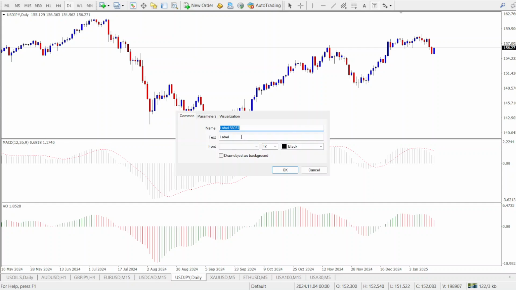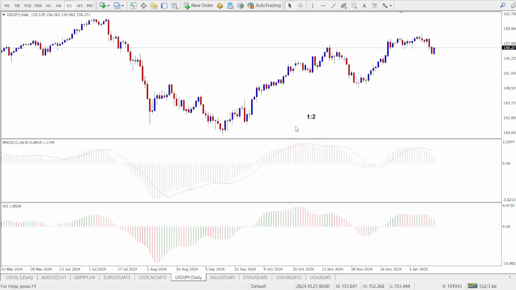Now, the risk to reward ratio I'm talking about, when I say 1:2, it means if you are risking $1, for example, your potential profit target should be $2. If you're risking $10, your potential profit target should be $20. If you're risking $5, you're targeting $10. If you're risking $50, you're targeting $100.